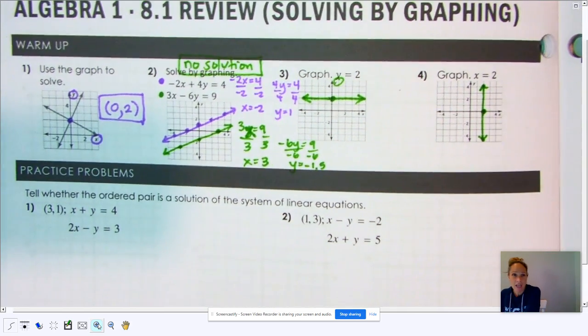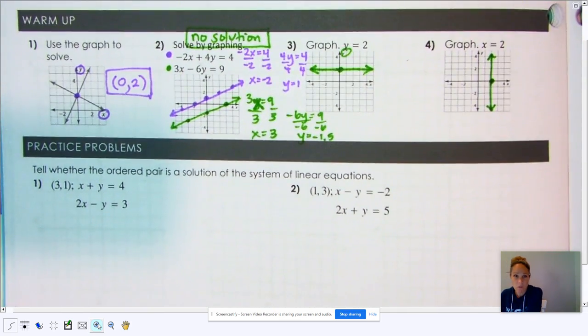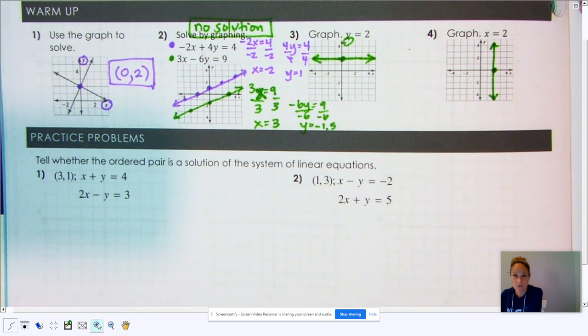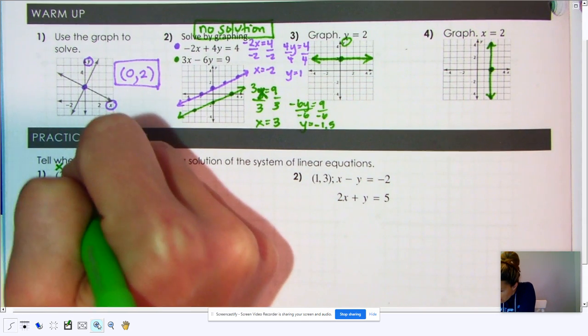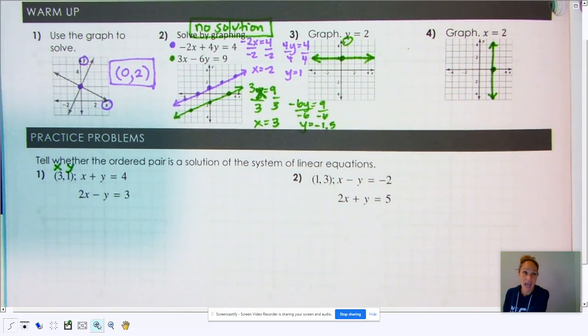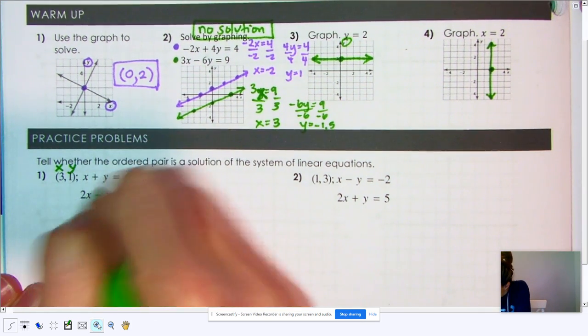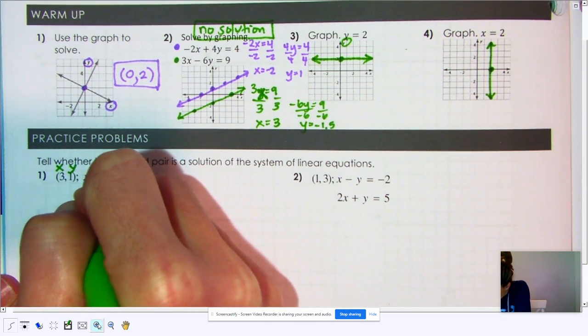Okay, so now we're going to do some practice problems where we see if an ordered pair is a solution to a system. Remember that we take the values and we plug them in for x and y and we see if they're true. So I'm going to put in the 3 in this equation right here.